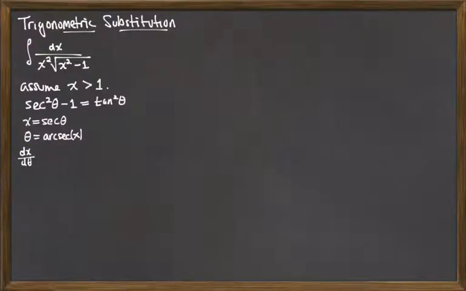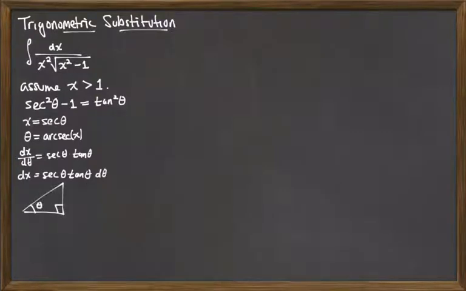We're going to differentiate x as a function of theta to find the differential, so dx will be secant of theta tangent of theta, and writing it as a differential, bringing the d theta to the right hand side, we get dx is secant of theta times tangent of theta d theta.